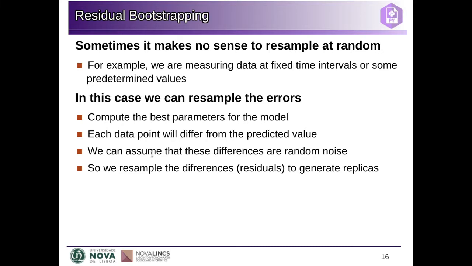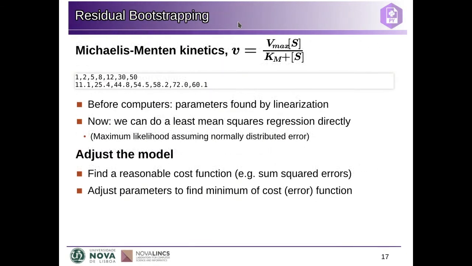We can assume that these residuals occurred because of some kind of random noise. The data point is not exactly where predicted because some random things are also affecting the data. And now we can resample these residuals, these errors, and generate replicas by shuffling the residuals between different points. So I'm going to try to illustrate this with an example.